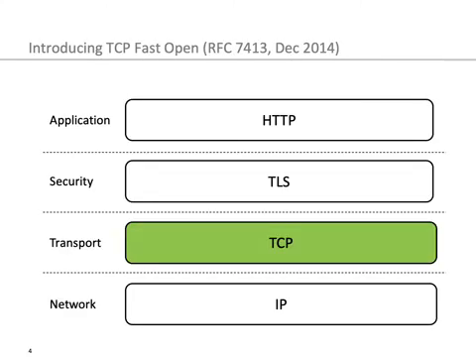The Fast Open extension of the TCP protocol has been standardized as Request for Comments 7413 in December of 2014. By now, the TCP Fast Open protocol is supported within various kernels of popular operating systems such as Windows, macOS, or Linux.